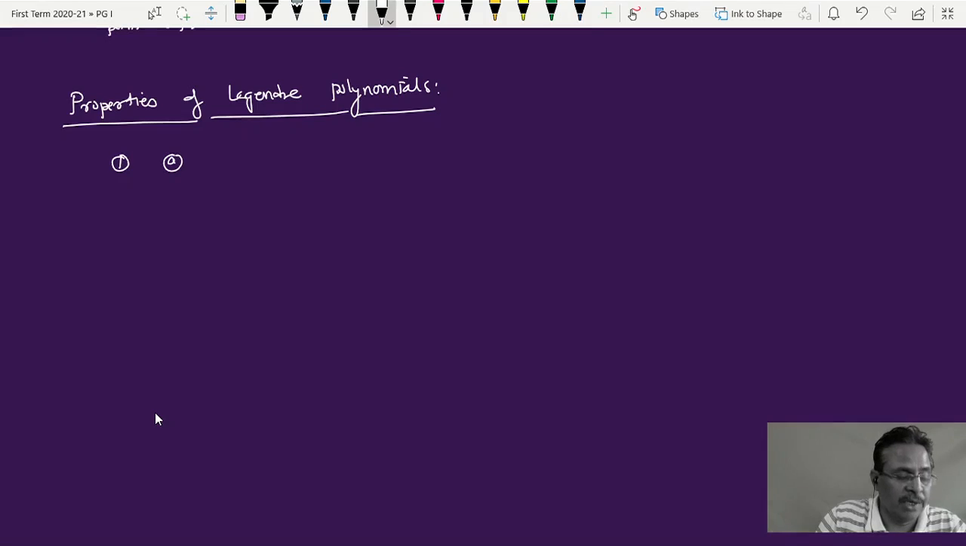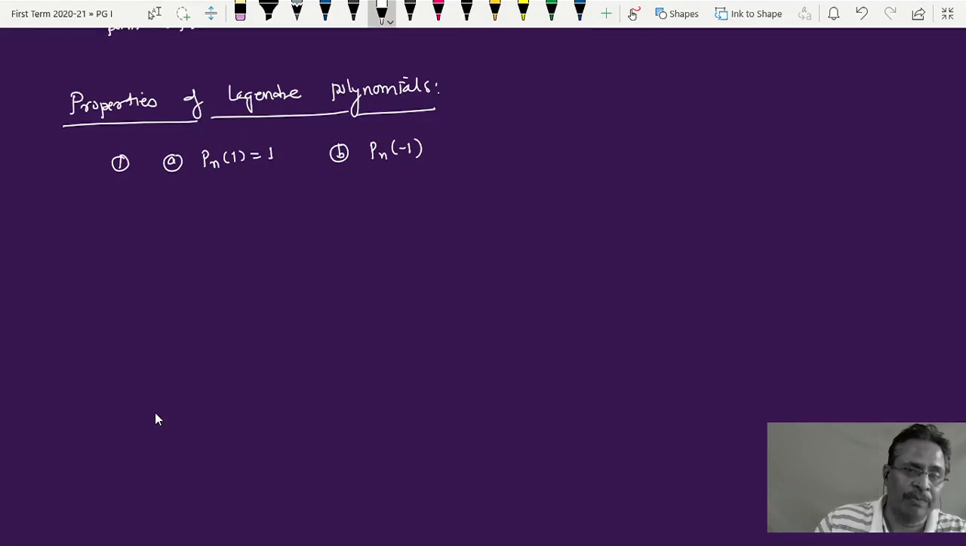First, we have to show that Pn of 1 is equal to 1 and Pn of minus 1, you have to change the order of x and every time you have to take x equal to 1. That is, we have already seen that whichever polynomial you take and put x equal to 1, the result of each comes out to be 1.